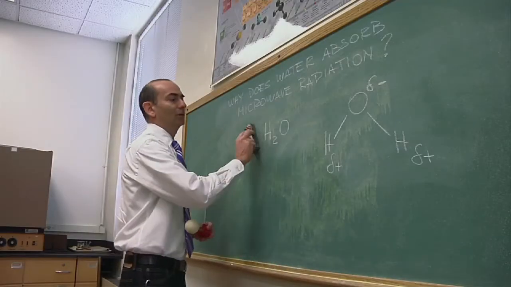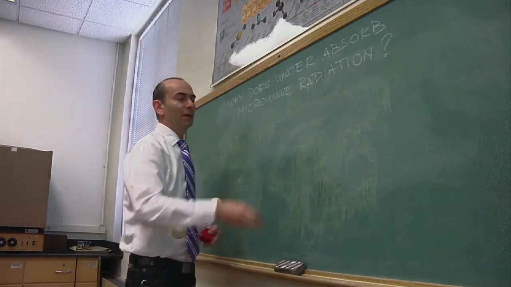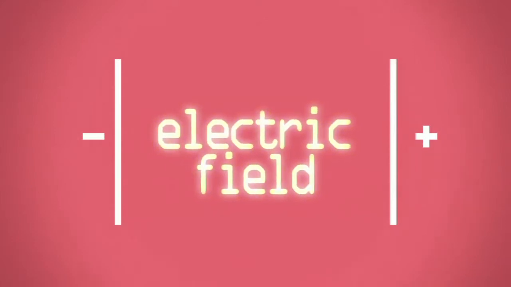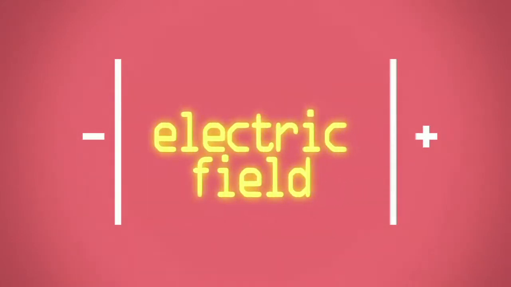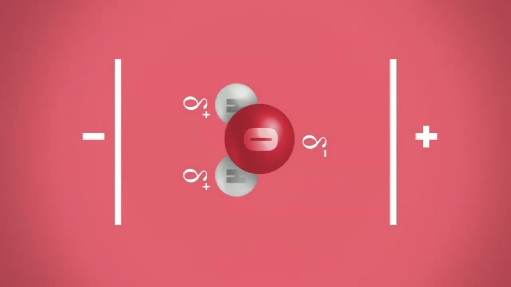Let's look at what happens when we put a water molecule in an electric field. Let's say we create an electric field by having two electrodes, one with a negative charge and the other with the positive charge that creates an electric field. If water is put inside this field, water will orient itself such that it will point the oxygen with the negative charge density towards the positive side of the field and the hydrogens with the positive charge density towards the negative side of the field.